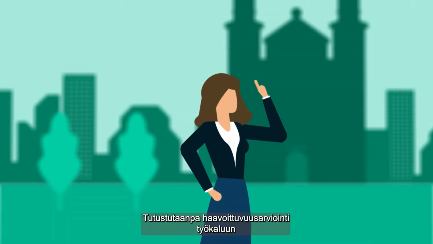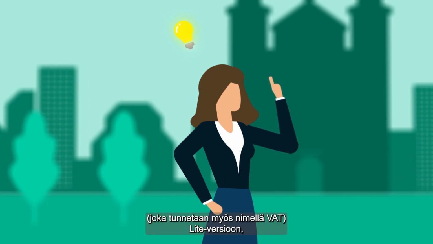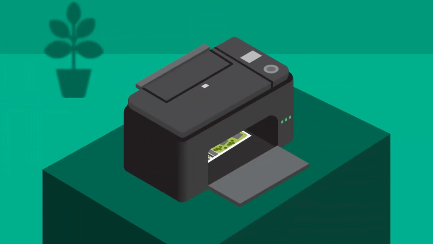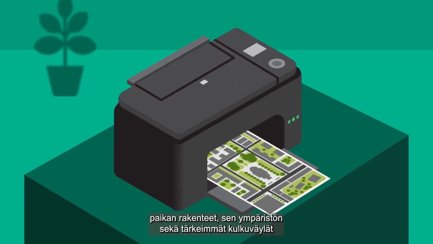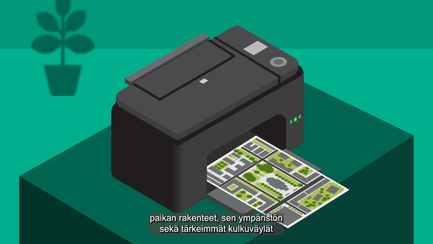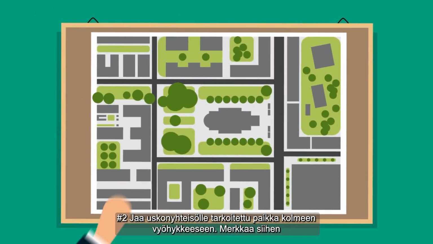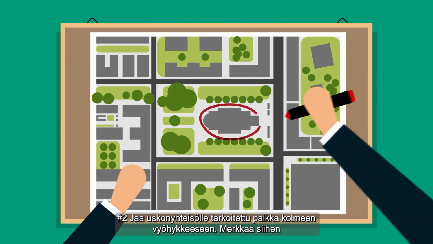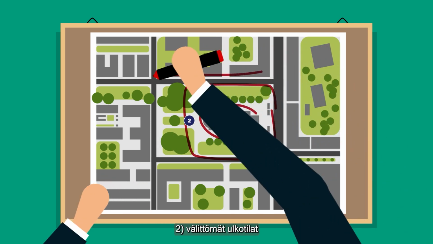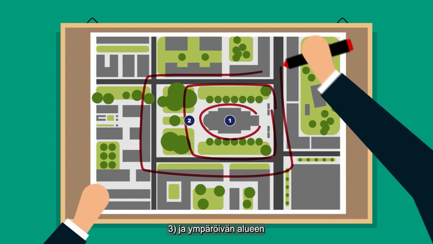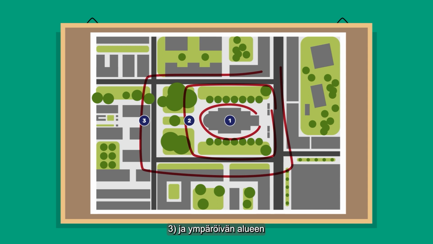Let's look at the Vulnerability Assessment Tool, also known as VAT, in the Lite version that has an added security checklist. Print an online map or site plan depicting the structures at your place of worship and its surroundings up to main access roads. Divide the place of worship into 3 zones using a permanent marker to indicate: 1. The building and its interior, 2. The immediate exterior, 3. The surrounding area.